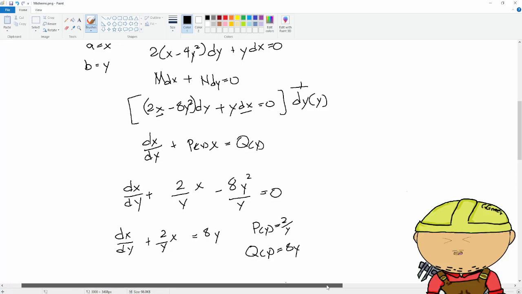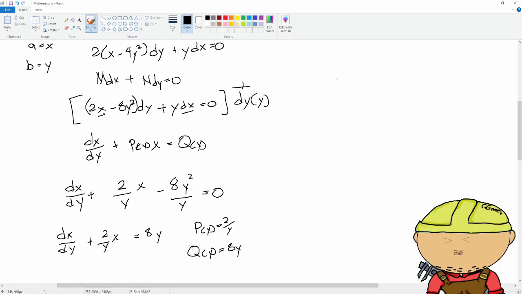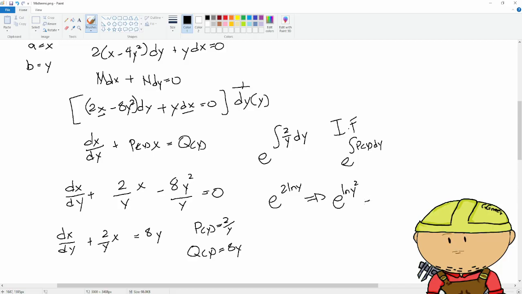Using our very well-known formula, it's in the module or in the lesson, or by determining the integrating factor first. The integrating factor is e to the integral of P of y. That's for a linear equation. That's e to the ln y squared. Applying exponential properties, e to the ln y squared. Our integrating factor is y squared.